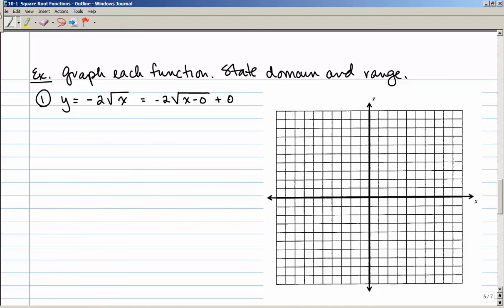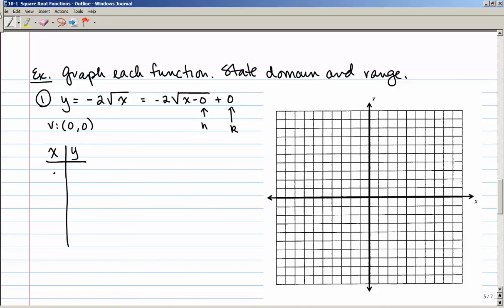plus 0. Remember, this is my h, and this is my k. So my vertex, or my starting point for this graph, is going to be the point 0, 0. And that's really helpful because that's where I'm going to start my table at. So let's make a table of values.